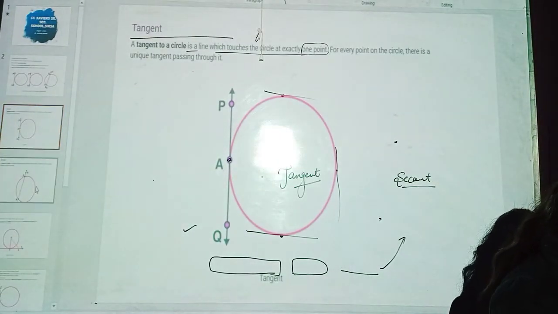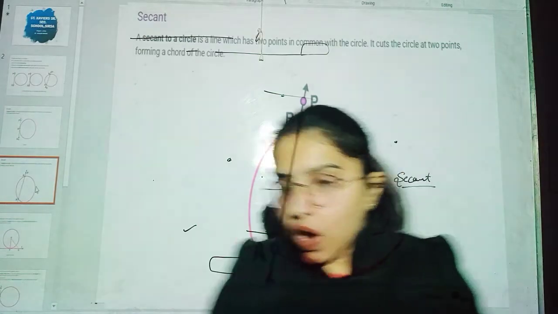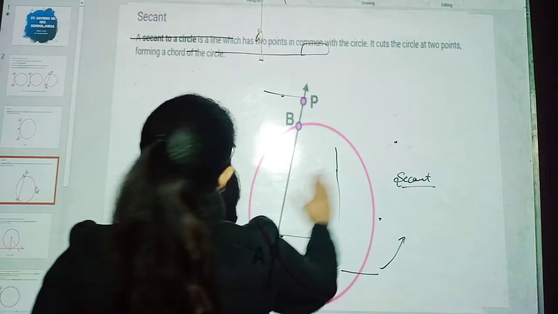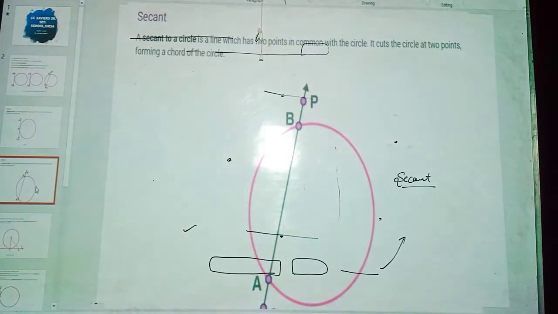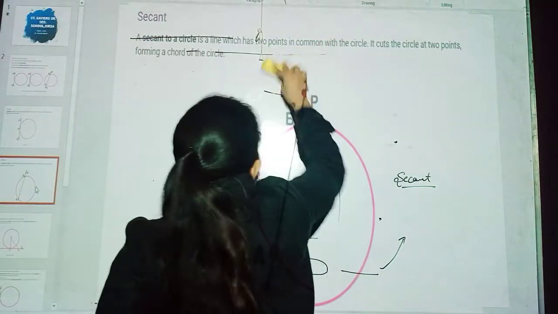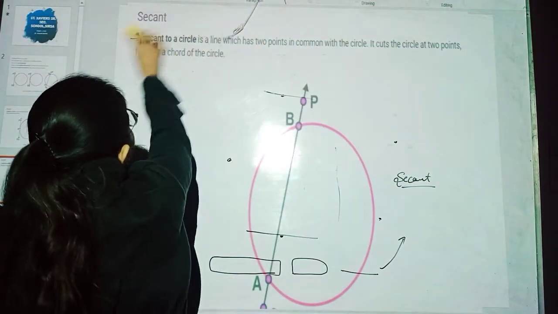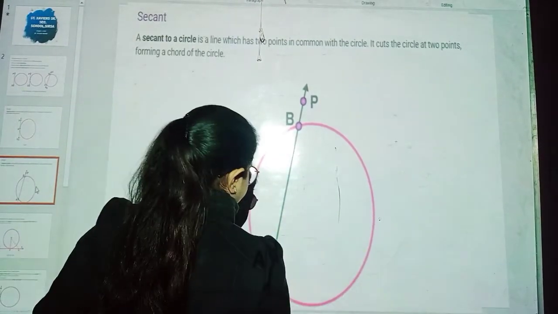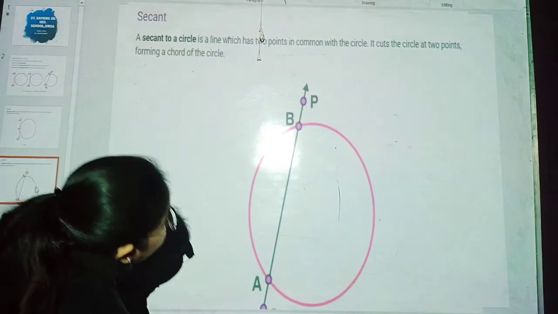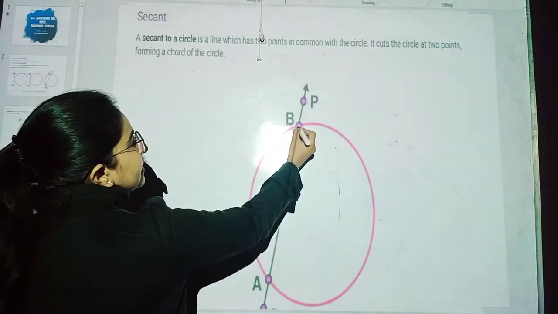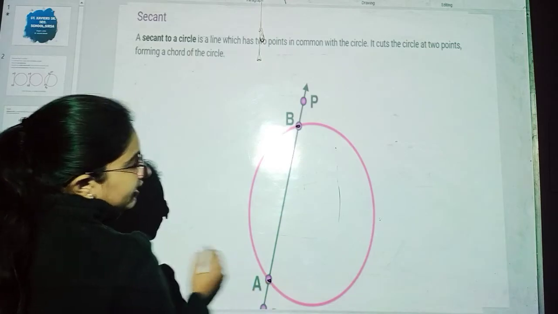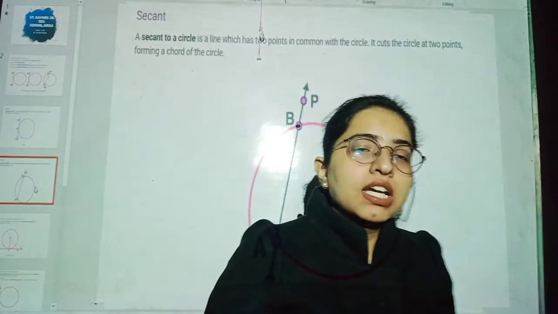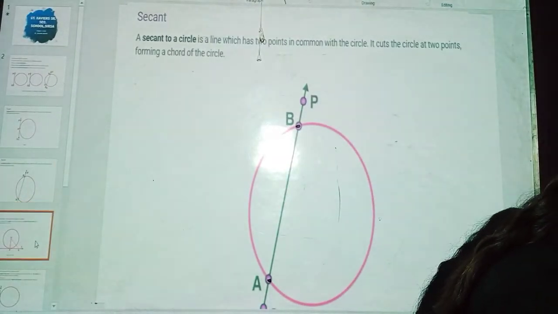Now let's come to the secant to a circle. What is a secant? A secant to a circle is a line which has 2 points in common with the circle, which touches the circle at 2 points. Like if I have taken this line, this touches the circle at 2 points, A and B. This is called a secant. The intersecting line of the circle is considered a secant of the circle.